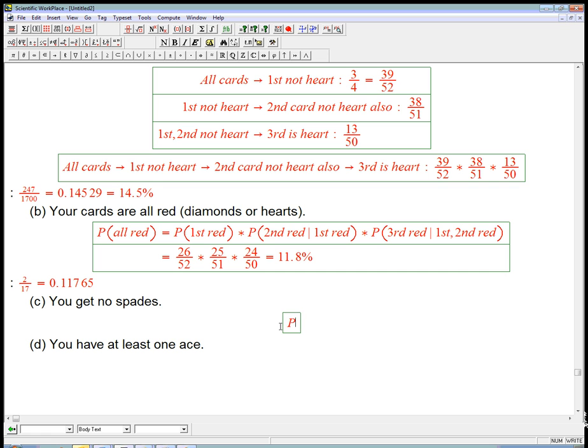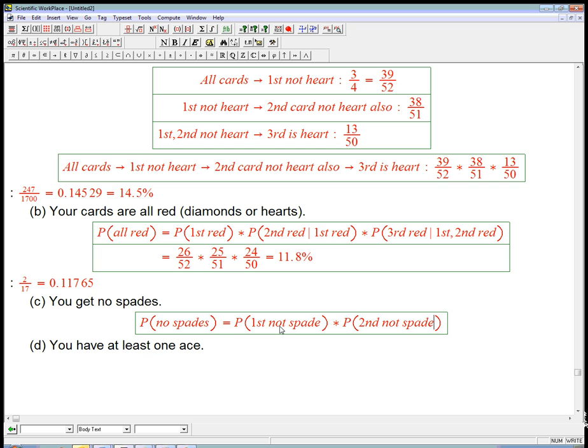You get no spades. Okay. Well, that's the probability that the first is not a spade times the probability of the second being not a spade, given that the first was not a spade. And again, the reason we all have to do this very carefully using conditional probabilities is that these are not independent at all. If I know that the first is not a spade, it does affect what I think the probability is of the second or third getting not spades.